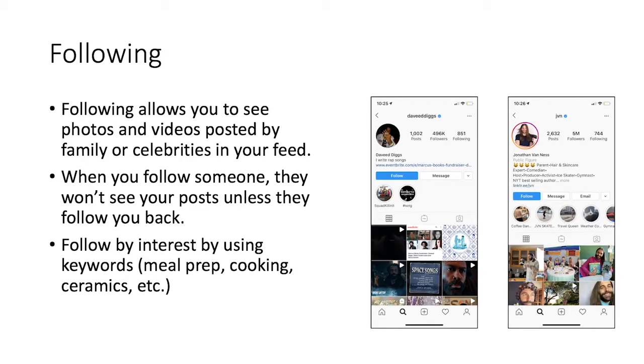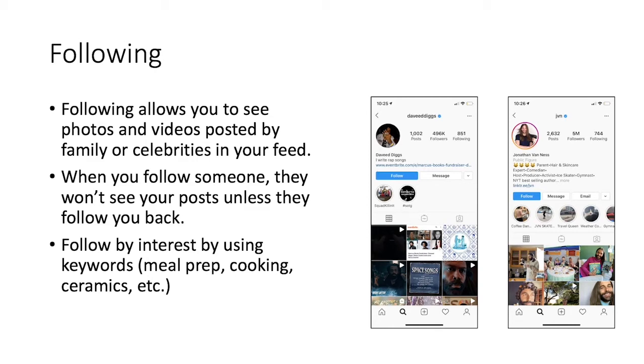Following allows you to see photos and videos posted by family or celebrities in your feed, which is basically the little home tab that we've discussed previously. When you follow someone, they won't see your posts unless they follow you back. So Instagram, if you're familiar with Twitter, is sort of a follow for follow, where say that if you follow Oprah or Daveed Diggs, what will happen is that you'll be able to see their posts, but they won't be able to see yours unless they actively select follow on your account.